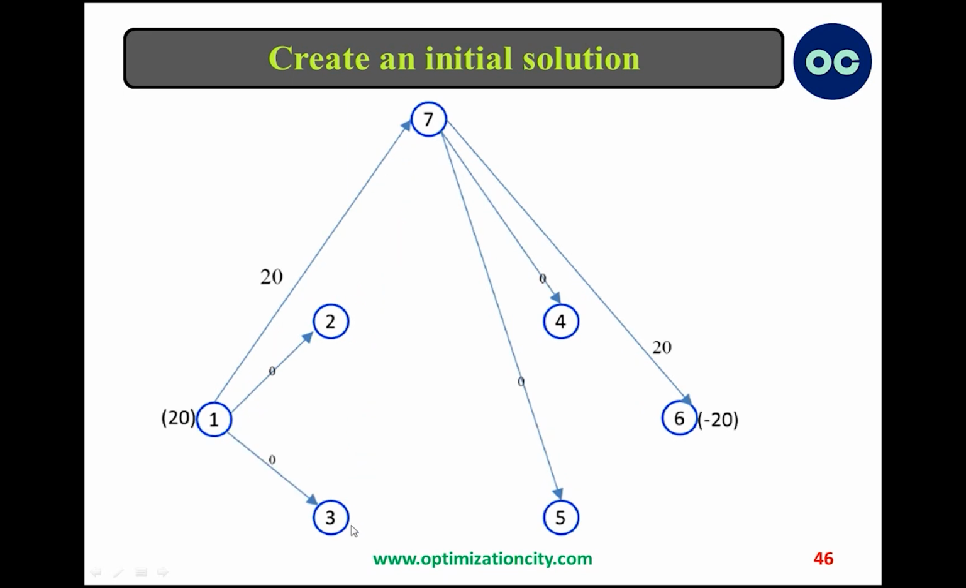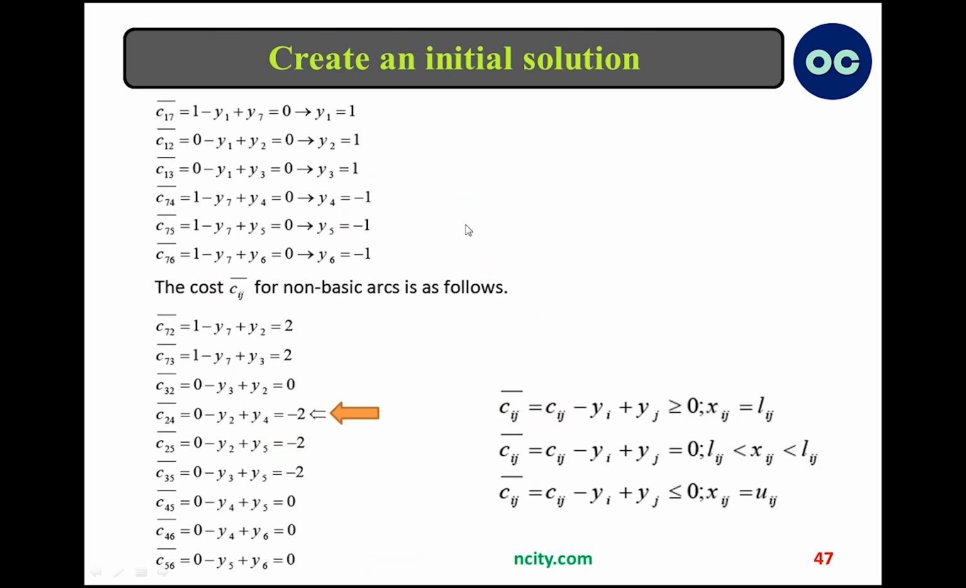As a result, this is the next basic solution with the objective function of 14 again. Assuming y7 is equal to 0, we can calculate the value of yi for all nodes here, from y1 to y6, and y7 is equal to 0. The Cij bar for all non-basic arcs is as follows. And you can see that the arc 2,4 is at the lower bound and does not satisfy the optimality condition.